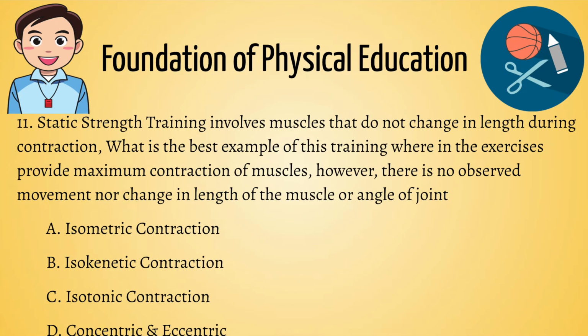Static strength training involves muscles that do not change in length during contraction. What is the best example of this training wherein the exercises provide maximum contraction of muscles? However, there is no observed movement nor change in length of the muscles or angle of joint. A. Isometric contraction. B. Isokinetic contraction. C. Isotonic contraction. D. Concentric and eccentric. Answer: A. Isometric contraction.